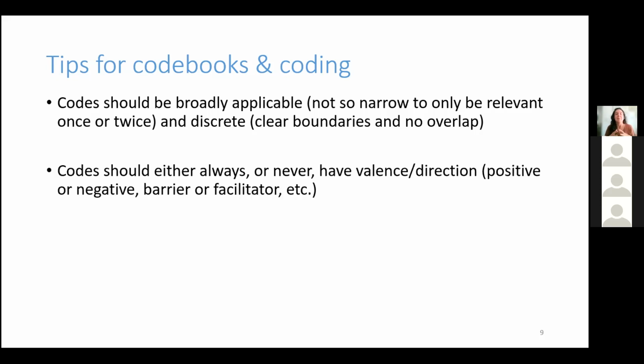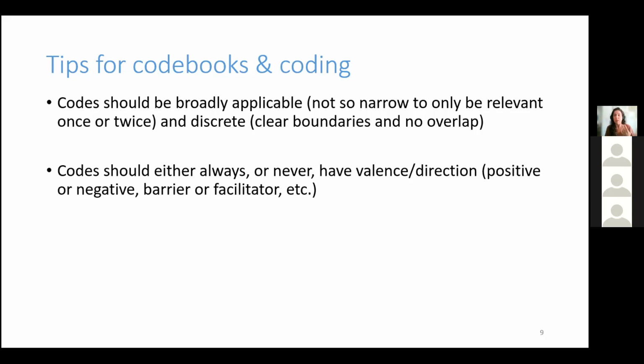Also, codes can have direction, also called valence. In a single code book, they should either all have valence or none should have valence. Examples of valence would be positive or negative, or barrier or facilitator.